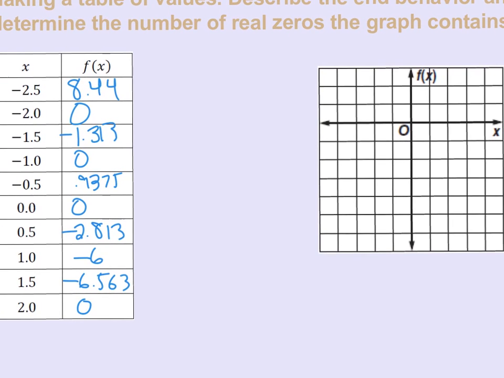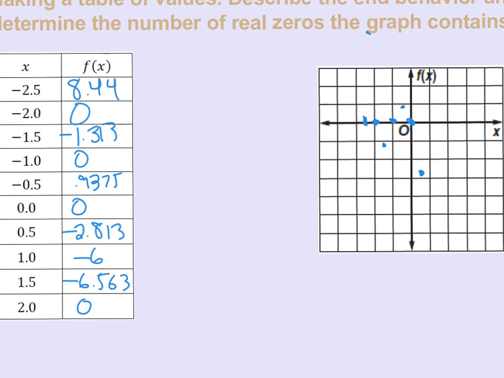So at negative 2.5, so that's right about here, I'm at 8.44, which is way up off the graph, but that's fine. At negative 2, I'm at 0. At negative 1.5, I'm at negative 1.33, so I'm right around here. At negative 1, I'm back to 0. At negative 0.5, I'm at 0.9375, which is not quite 1. At 0, I'm at 0. At 0.5, I'm at negative 2.8, so I'm all the way down here, almost to 3.